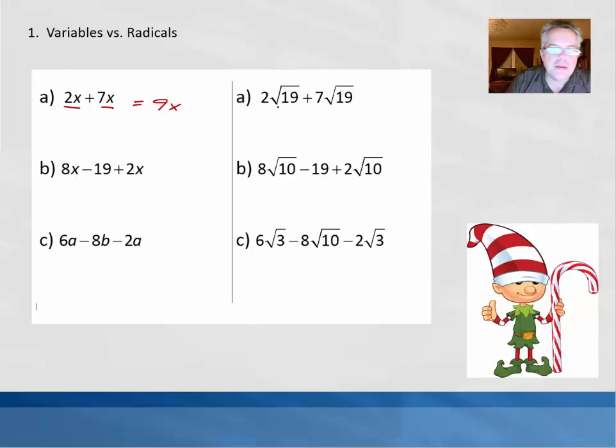Instead of x, which represents a number, I have square root of 19s. 2 times the square root of 19 plus 7 times the square root of 19 is 11 square root of 19. Oh, what am I talking about? 9 square root of 19. I got distracted there. Okay, so really this is the distributive property.